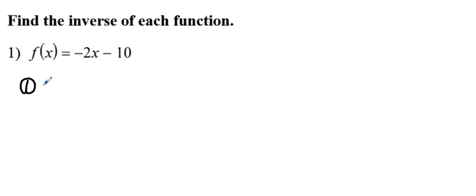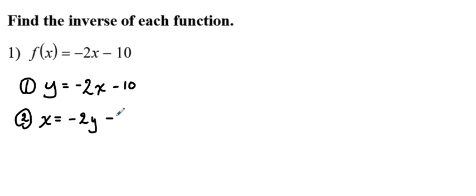There are 4 steps. Let's go through each one. The first step is to replace the function notation with the variable y. So I'm going to write y equals negative 2x minus 10. Now our second step is to switch the variables x and y, not the sign, not any coefficients, but specifically just the 2 variables. So I'm going to write x equals negative 2y minus 10.